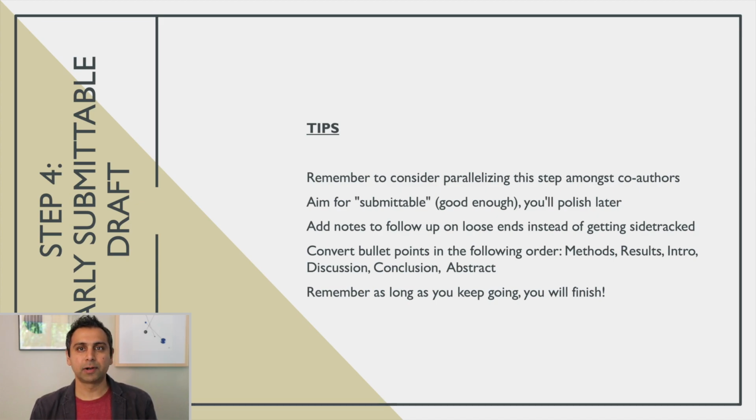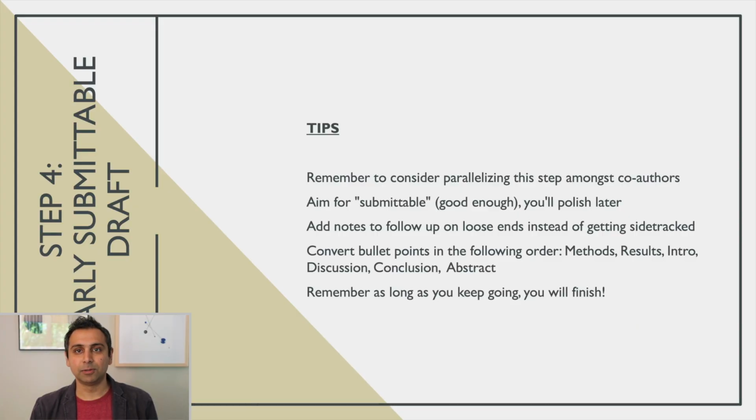And then finally, if you're struggling to get through this step, try going in the following order. Try turning the method bullet points into text first, then the results, then the intro, then the discussion, then the conclusion, and then the abstract. That'll just get your momentum going because you'll start with the easiest parts and then go to the hardest parts. If you start with the intro, that's going to be one of the harder parts to convert and you might get stuck. And remember finally that as long as you keep going, as long as you convert bullet points to text, you will finish. So as long as you keep doing this, you will have a nearly submittable draft at the end, and then all the stress of the paper will go away once you have this nearly submittable draft.